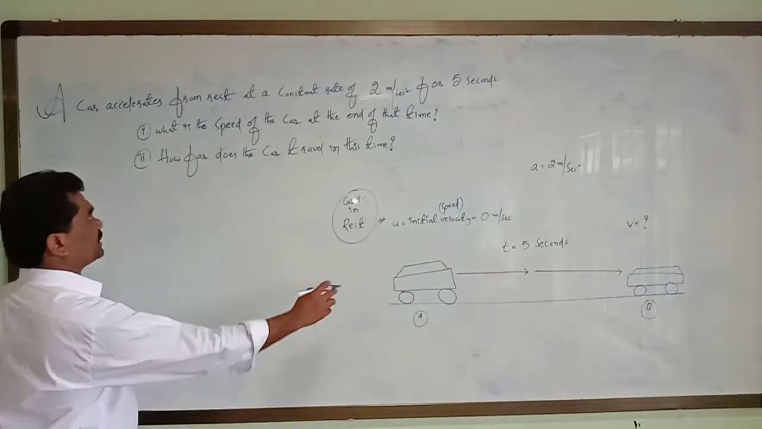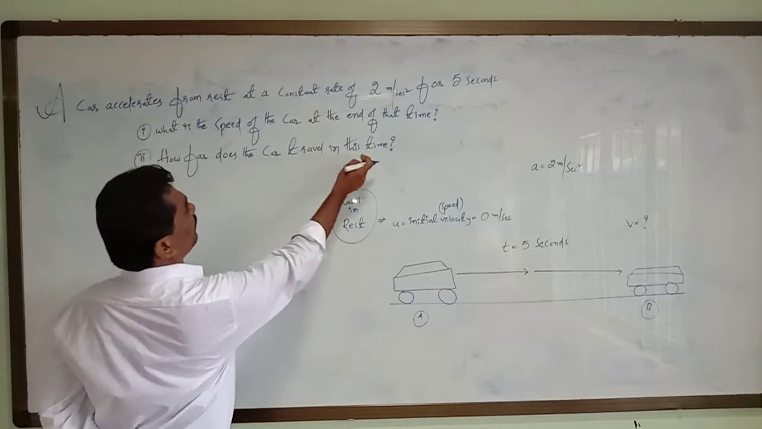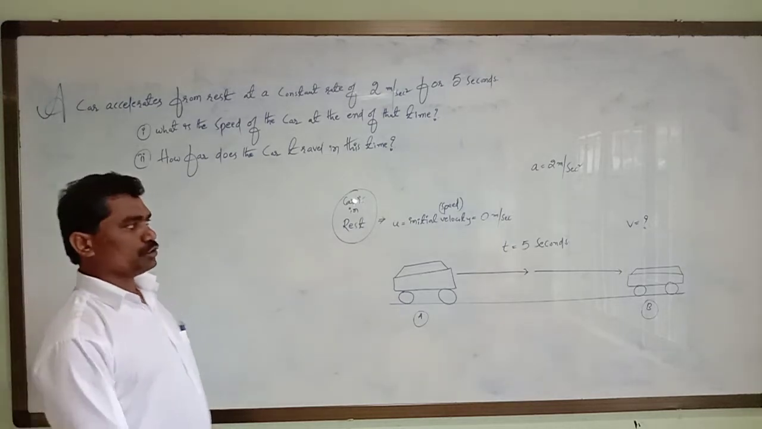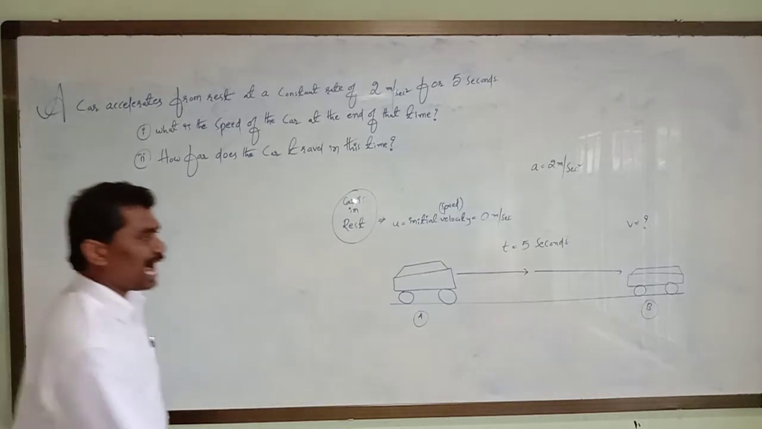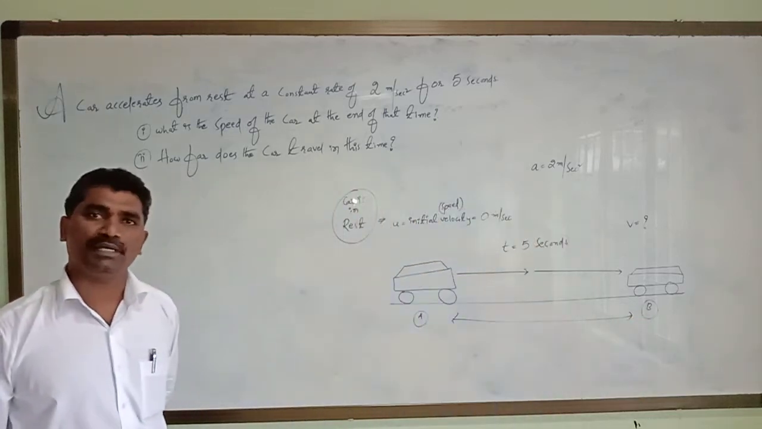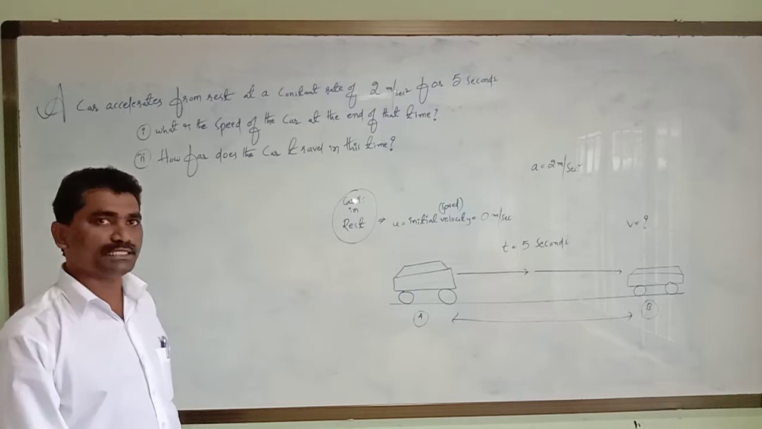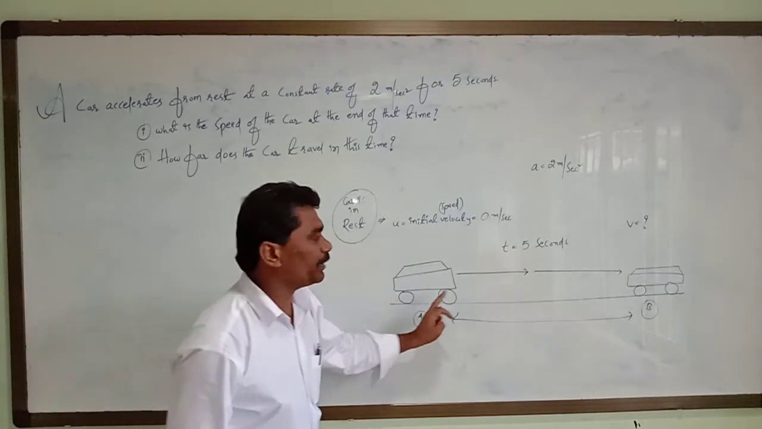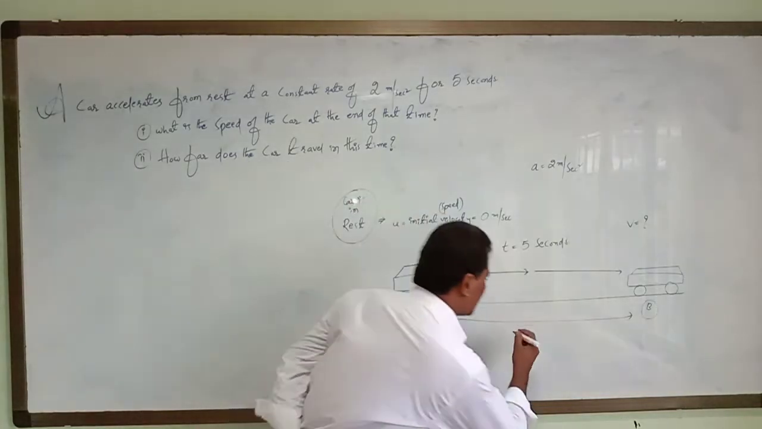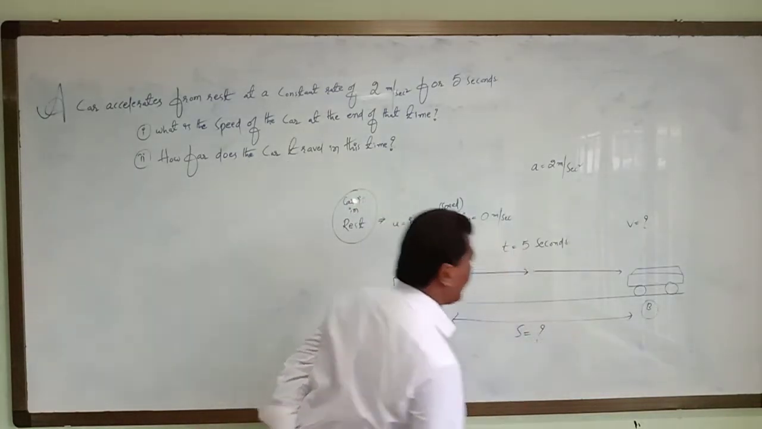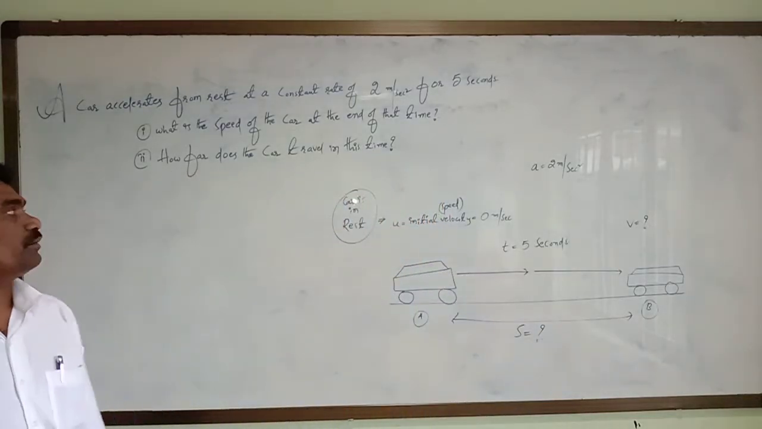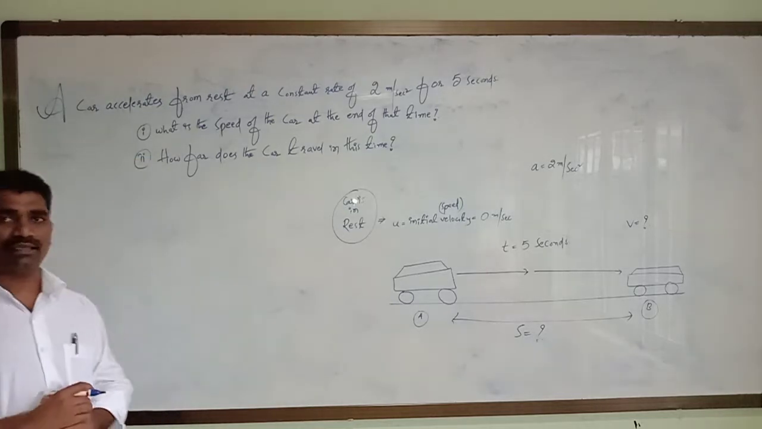Next, how far does the car travel in this time? How much distance has been covered by the car from point A to point B within 5 seconds should also be calculated. So here distance S and the final velocity of the car should both be calculated. Both the values we can calculate.